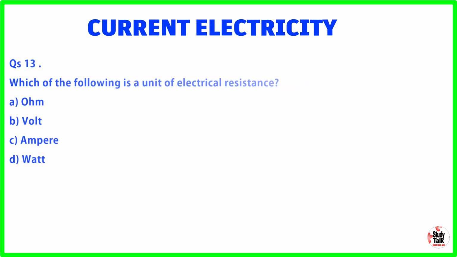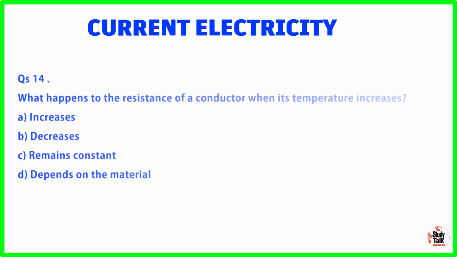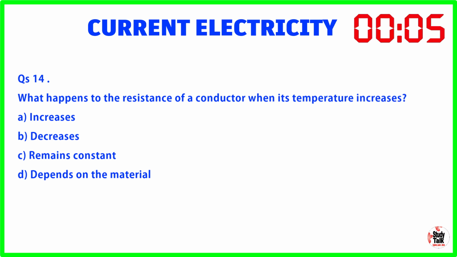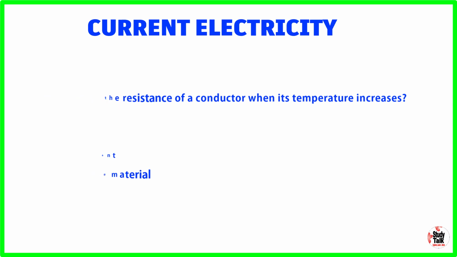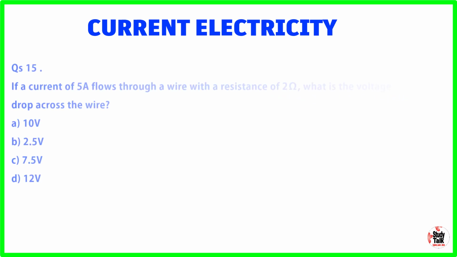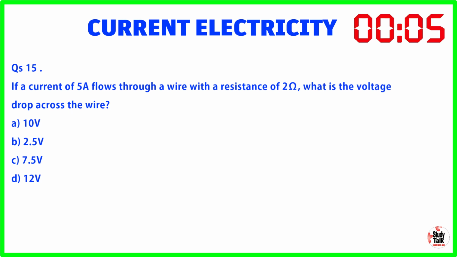Which of the following is a unit of electrical resistance? Ohm. What happens to the resistance of a conductor when its temperature increases? Increases. If a current of 5 ampere flows through a wire with resistance of 2 ohm, what is the voltage drop across the wire? 10 volt.